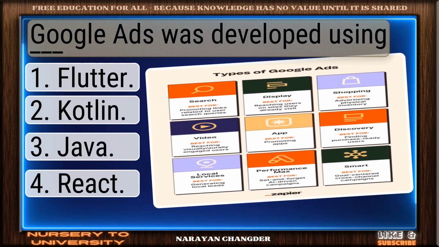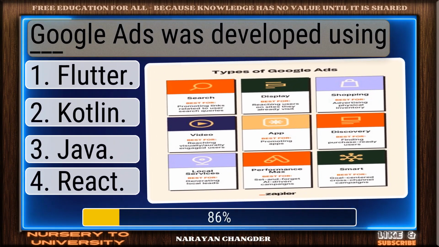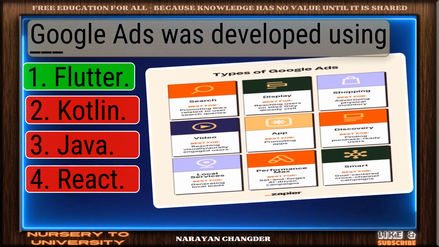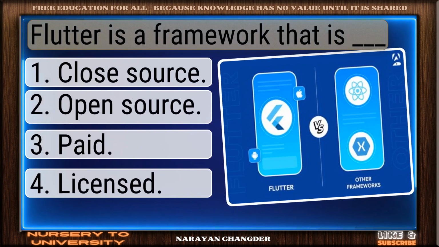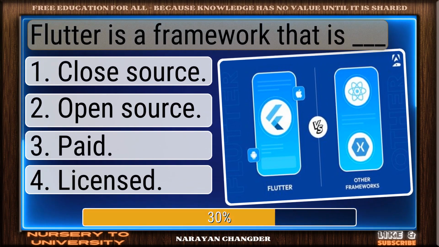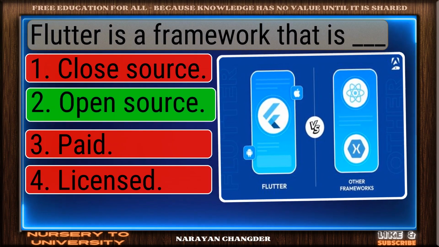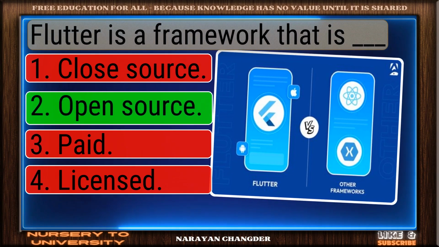Question number 53. Google Ads was developed using Dash. Smart move. Flutter is an accurate answer. Question number 54. Flutter is a framework that is Dash. Solid response. Open source is a valid choice.